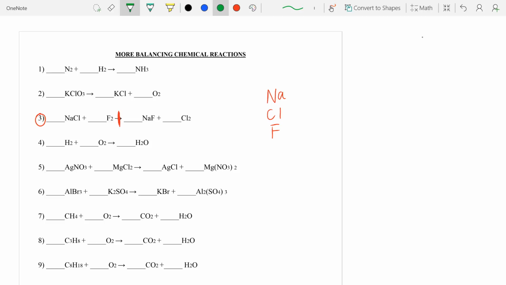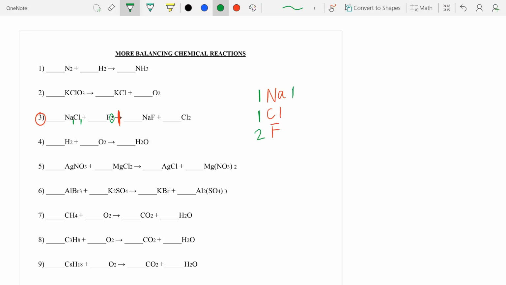So on the left side, I have 1 sodium, 1 chlorine, and 2 fluorines. And I know this by the subscripts, or lack thereof in sodium and chlorine's case. And on the product side, the right side of my arrow, I have 1 sodium, 1 fluorine, and 2 chlorines. So I clearly see that I'm not balanced, because I don't have the same number of chlorines on both sides and I don't have the same number of fluorines.